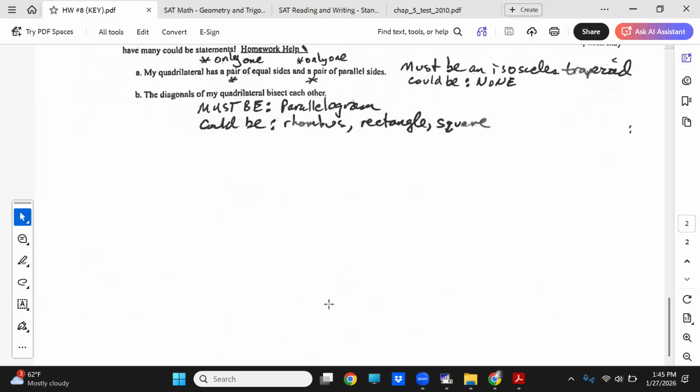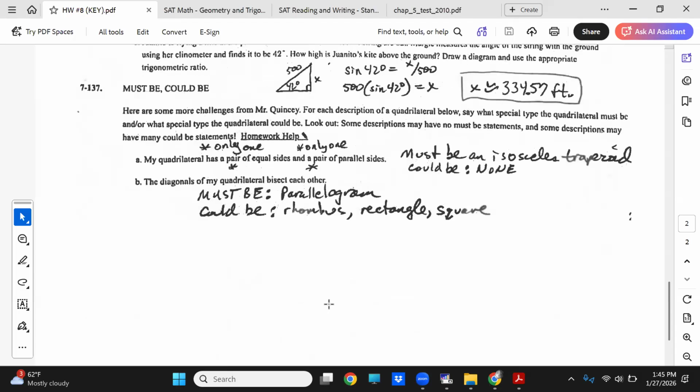And lastly, for 137, must be, could be. Here are some more challenges from Mr. Quincy. For each description of a quadrilateral below, say what special type of quadrilateral it must be, and what special type of quadrilateral it could be. Look out, because some may have no must be's. Wait, what? Oh, must be this. Got it. And some just say, could be that.